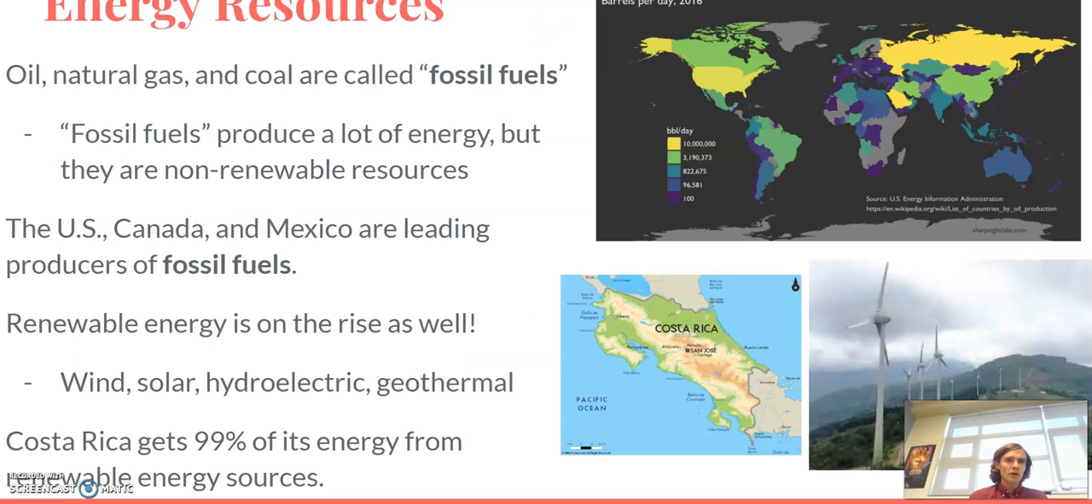Energy resources. So oil, natural gas, and coal are called fossil fuels. We should know this from our earlier unit. Fossil fuels produce a lot of energy, but they are non-renewable, meaning they cannot be replenished. The US, Canada, and Mexico are leading producers of fossil fuels, but renewable energy is on the rise as well. Again, renewable energy means you can use it over and over again, like wind, solar, hydroelectric, and geothermal. The country of Costa Rica is a leading producer of renewable energy in Central America. They get 99% of their energy from renewable energy sources, which is pretty cool.